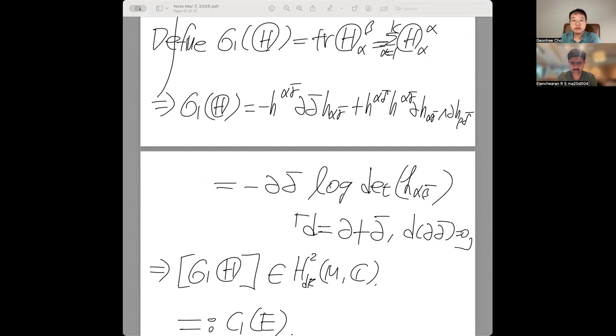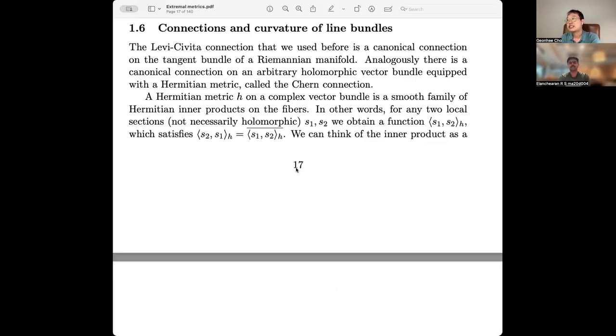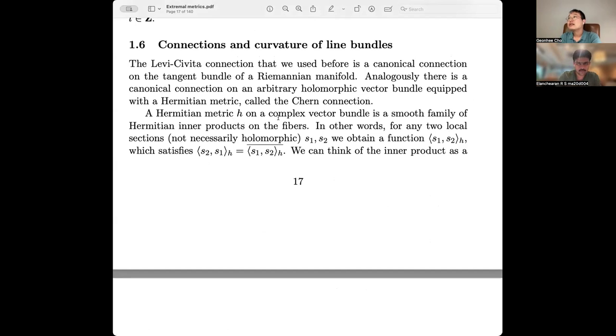So let's just assume we already know the Chern connection and we know how to derive this. So if I just go back to here, we now start from the complex vector bundle, and let's just assume we have at least one Hermitian metric. This is not the construction, but we just assume we already have the Hermitian metric. Is that okay with you?